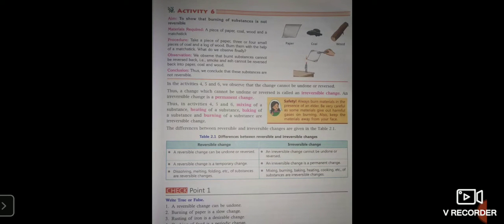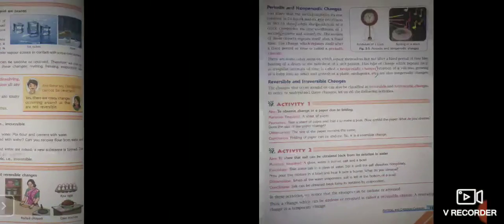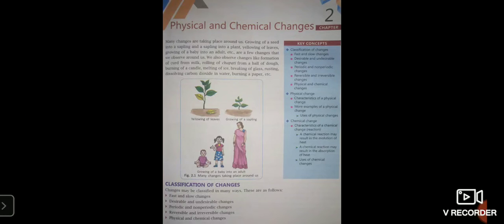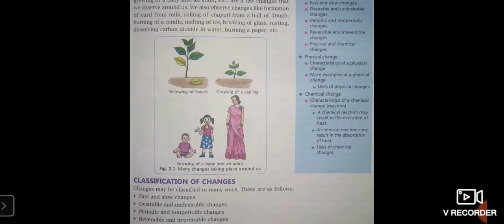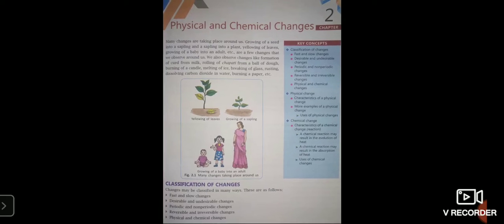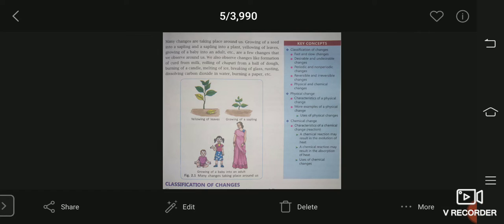So, guys, we have completed types of changes. We had started with slow change, fast change, periodic, non-periodic, regular, irregular, reversible, irreversible, slow, fast, periodic, non-periodic. In the next lecture, we are going to study about physical change and chemical change. That's really important. Please remember, a change can be characterized into three or four categories. In the next lecture, I'll make sure that we are done with it.